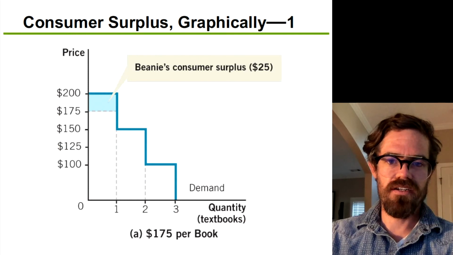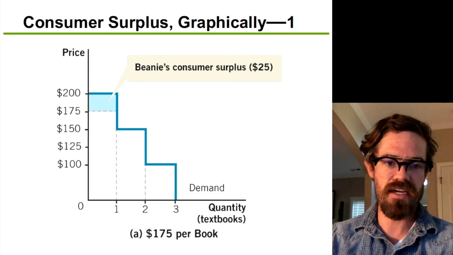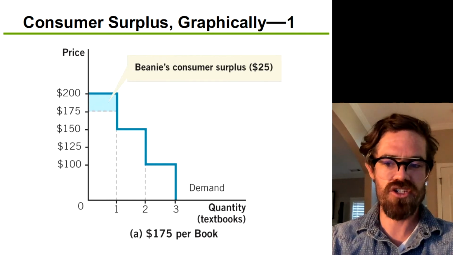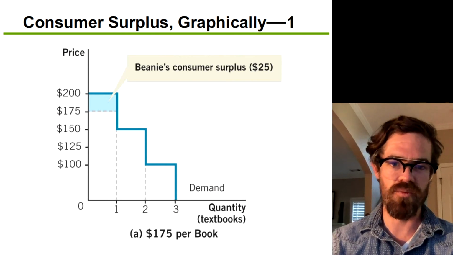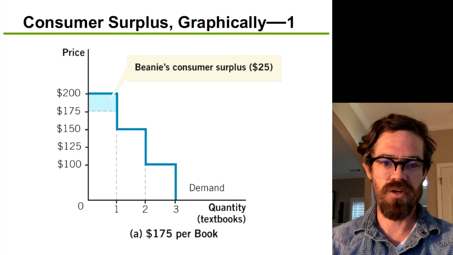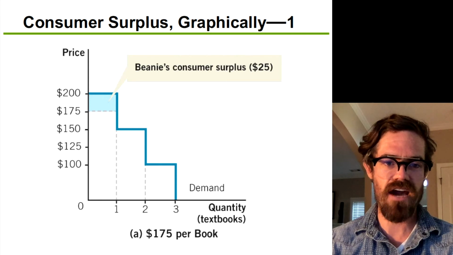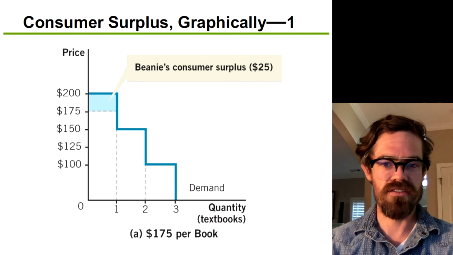Here we see it graphically. Now in this graph, we are assuming that the price of the book is no longer $140, but $175. In that case, Beanie would be the only one to buy it. Neither Mitch nor Frank would buy the book at $175. His consumer surplus in this case would be $25, which is the difference between his willingness to pay and what he actually has to pay for the book. It's represented by this light blue area here. So not only can we calculate it by finding the difference between willingness to pay and price, but we can also visualize it graphically as an area. The area of that light blue rectangle is 25 because its height is 25 and its width is 1.